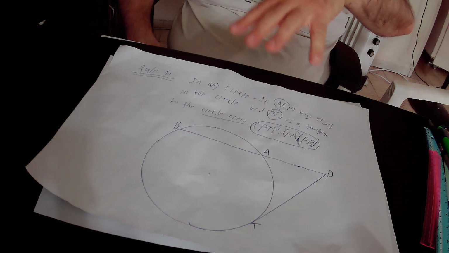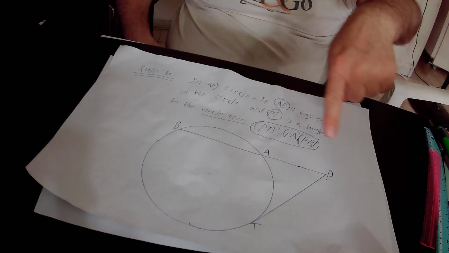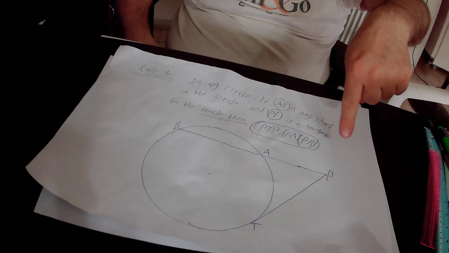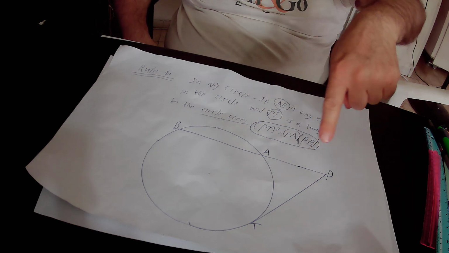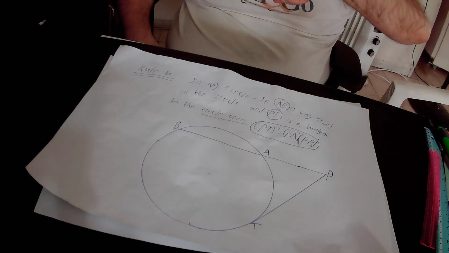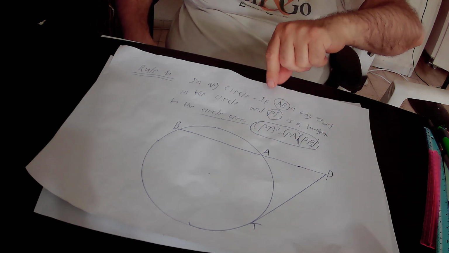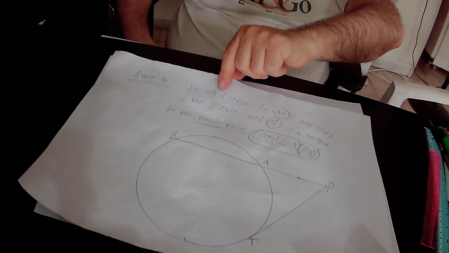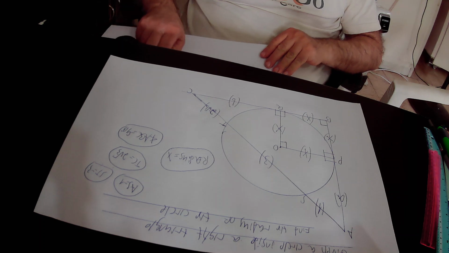So in this drawing, the following equation will be true: PT square equals PA times PB. I remind you that T is the point of tangency of tangent PT with this circle. Again, PT square equals PA times PB. We can actually implement rule 10 in our drawing.